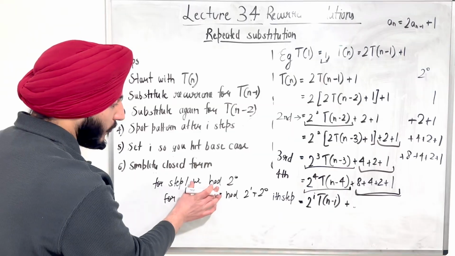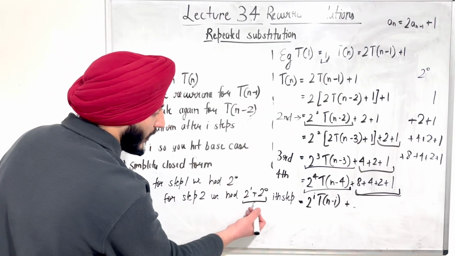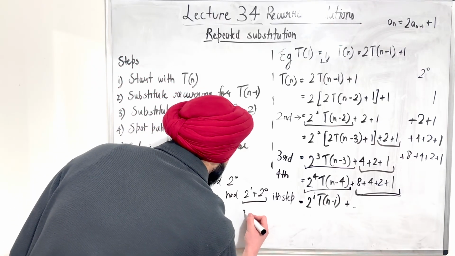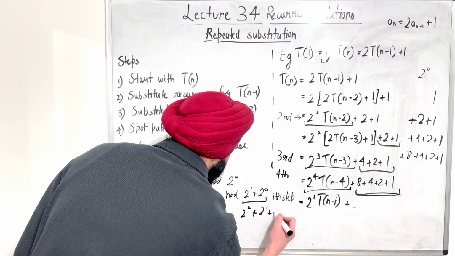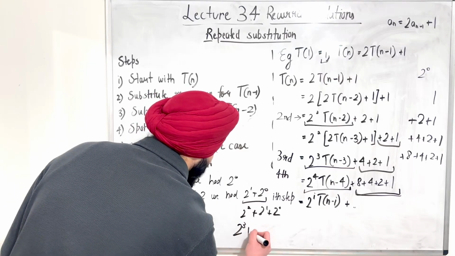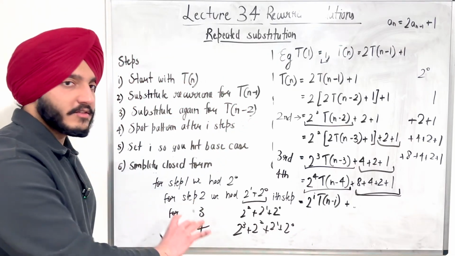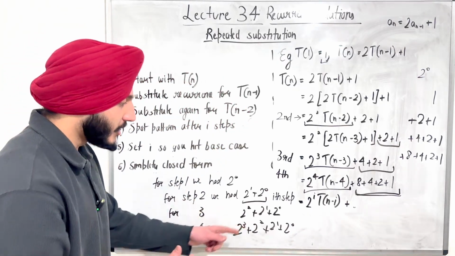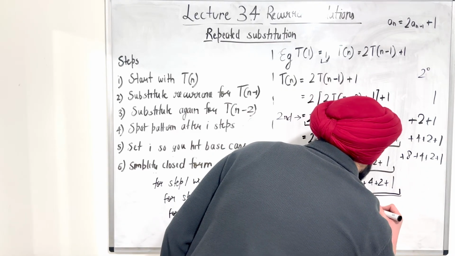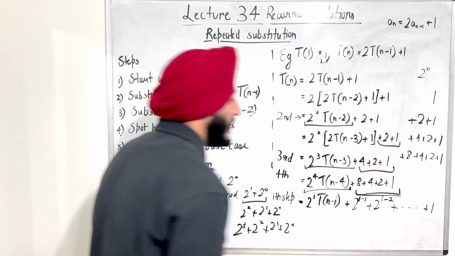So for step 1, we just had 2 to the power of 0. If we took a step again, we had 2 to the power of 1 plus 2 to the power of 0. For step 3, 2 to the power of 2 plus 2 to the power of 1 plus 2 to the power of 0. And for step 4, it was 2 to the power of 3 plus 2 to the power of 2 plus 2 to the power of 1 plus 2 to the power of 0. The pattern is clear from this one, which is that this is pretty much 2 to the power of i minus 1 plus 2 to the power of i minus 2 plus ... we keep on going until the very end.